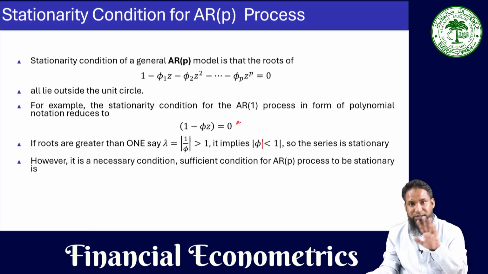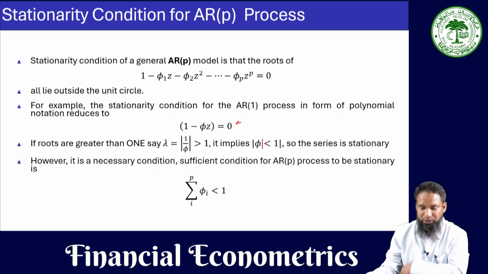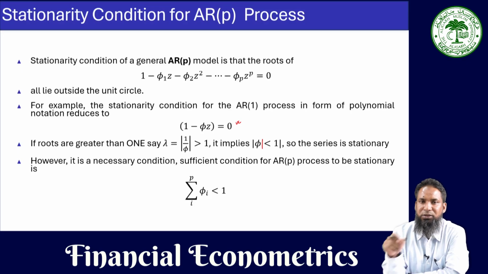However, it is a necessary condition but not the sufficient condition. The sufficient condition is that the summation of all the parameters phi must also be less than 1. So first, all the characteristic roots of this particular polynomial function must lie outside of the unit circle. The second sufficient condition is that the summation of all the parameters phi should be less than 1.